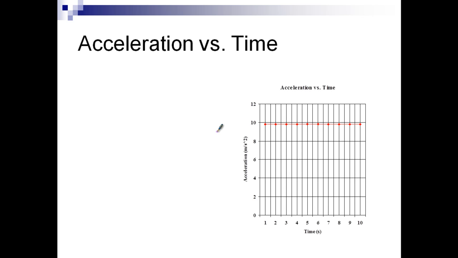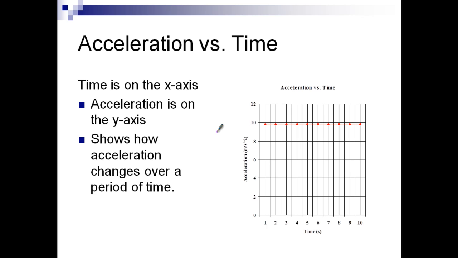You can also have acceleration versus time graphs. We usually don't draw these in physics. The only time we use them is for finding the change in velocity. So time on the x-axis, acceleration on the y. It shows how acceleration changes over a period of time. So here you can see acceleration is constant. What's it constant at? Looks like 9.81. So what's this acceleration in here?